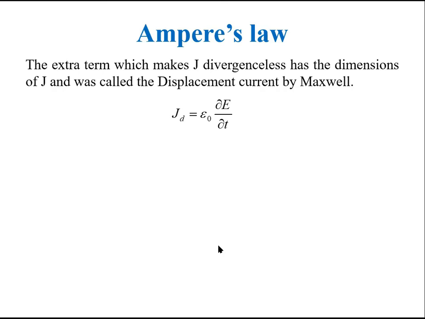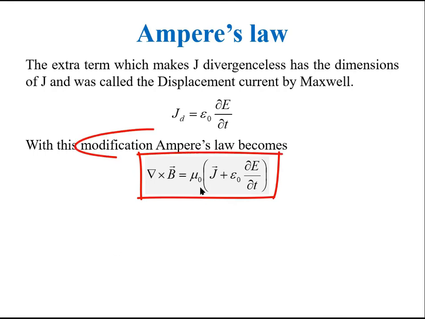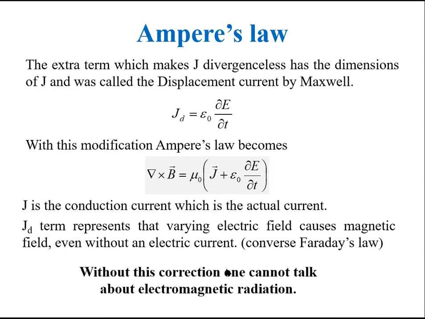This extra term was called displacement current by Maxwell, and it is represented by J_D. So, with this modification, Ampere's law becomes del cross B equals mu naught times J plus the displacement current, epsilon naught del E over del t. This J is the conduction current, which is the actual current due to conduction of the electrons, and J_D represents that a varying electric field causes a magnetic field even without an electrical current. This is the converse of Faraday's law. This modification is very important, as without this correction one cannot talk about electromagnetic radiation.